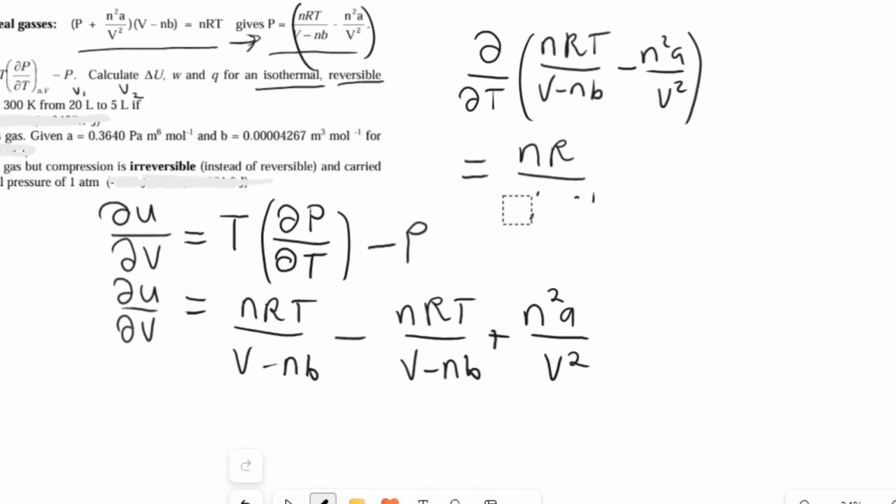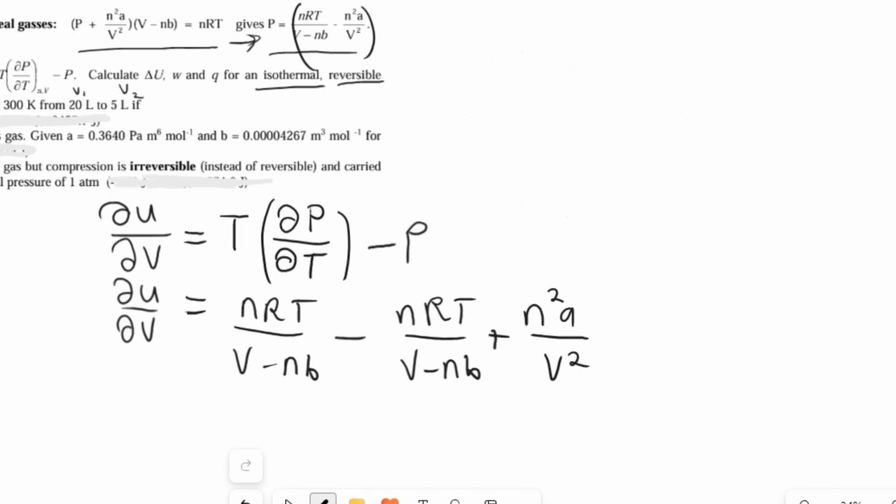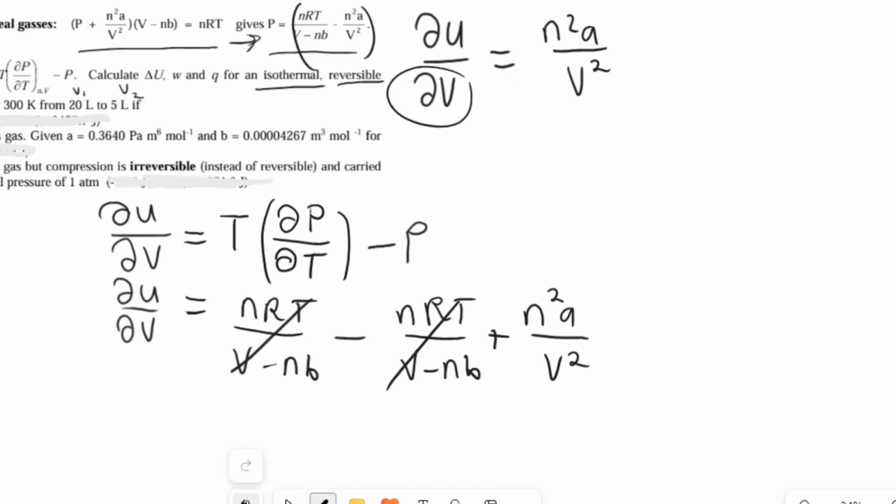Okay, so I'm going to erase this one here so that we have space to continue. So we get that our dU/dV at constant temperature is the same as what? Because these two terms go away, they vanish, we have just n squared a over V squared. Okay, we can multiply both sides by dV. Now our partial derivative of U is the same as n squared a over V squared dV, multiplying both sides by dV. That's what we get.